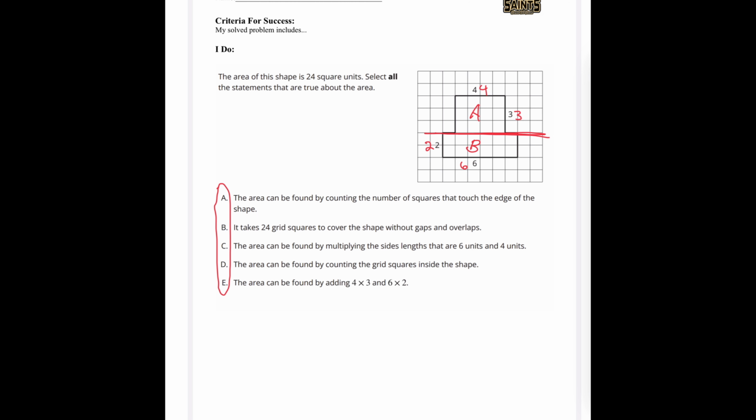My formula for a rectangle, I'm going to go ahead and give myself a little 4 box down here. In the model area, it's above, so I'm just going to write above here. And then over here, I'm going to put my equation, base times height equals area. So for shape A, my base is 4 times my height, 3.